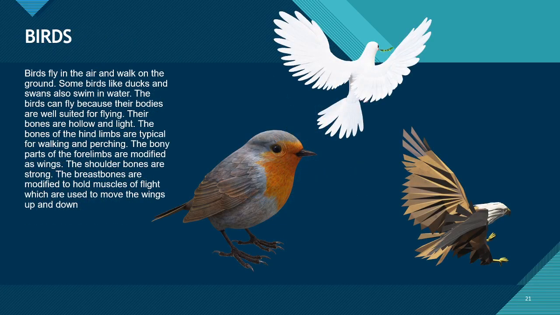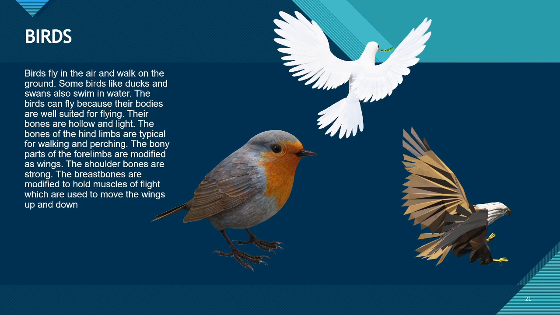The next we have is birds. Birds fly in the air and walk on the ground. Some birds like duck and swan also swim in the water. The bird can fly because their body is well suited for flying. Their bones are hollow and light. Likewise, the human bones are heavy and the bird's bones are hollow and light.